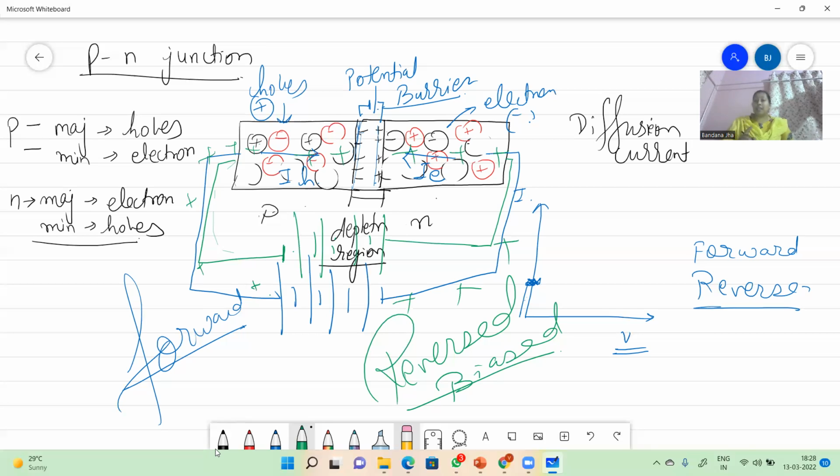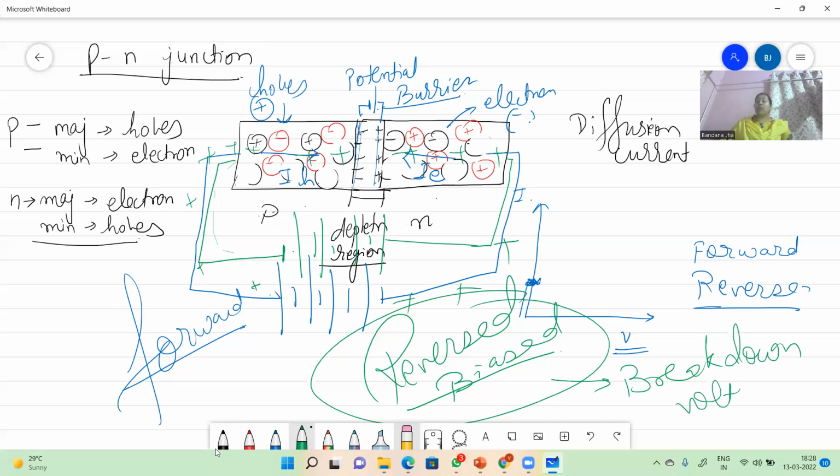Now the next thing is about threshold voltage or cut-in voltage, and you might have studied about the breakdown voltage. In the reverse bias, we have what? A breakdown voltage. Breakdown is that voltage where we can see tremendous fluctuation in the current.